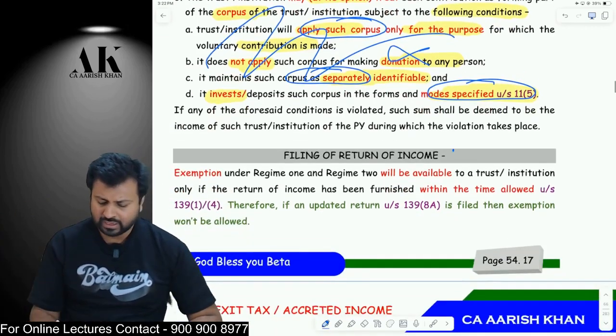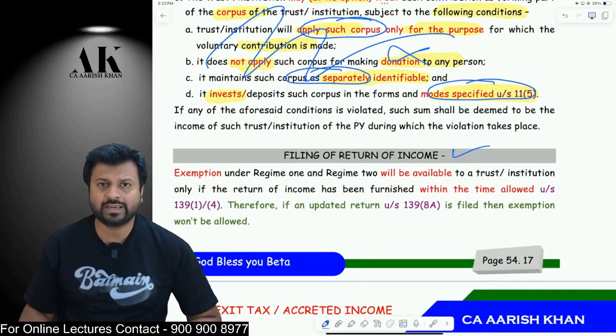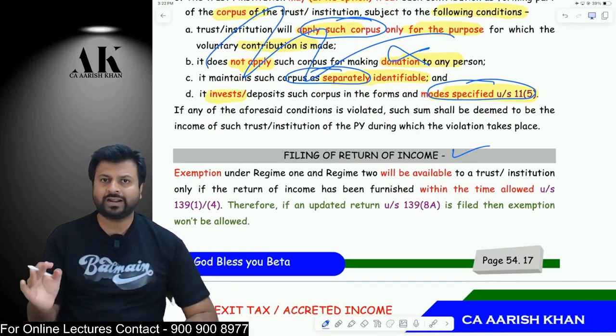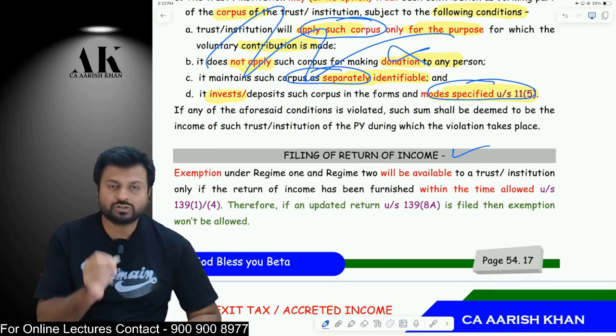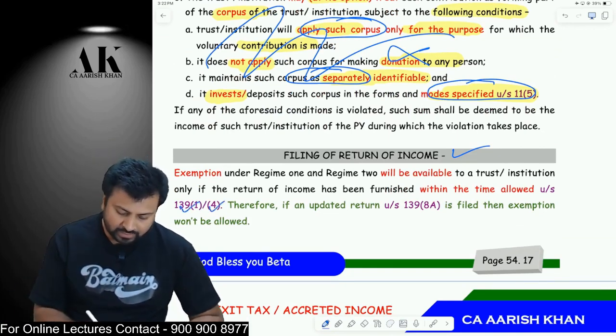And last but not least, one of the important conditions to claim exemption under the income tax law for a trust is filing of return. The trust should file a return, but under which section? Either it should file return under 139.1 or 139.4.